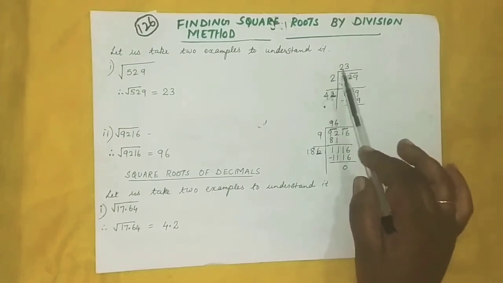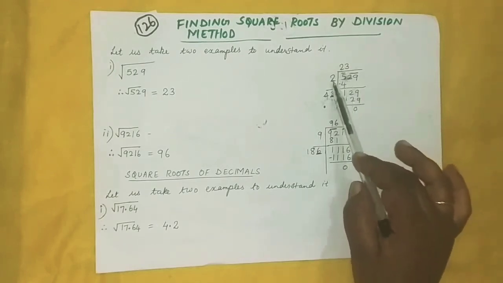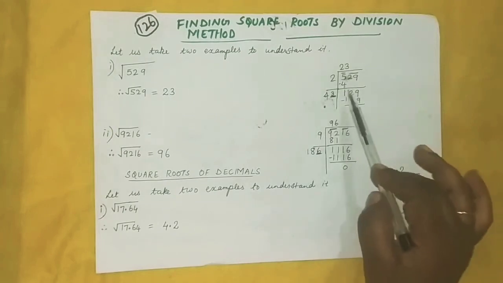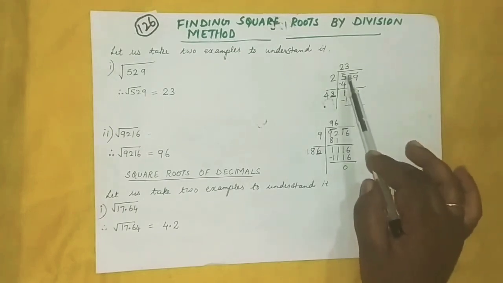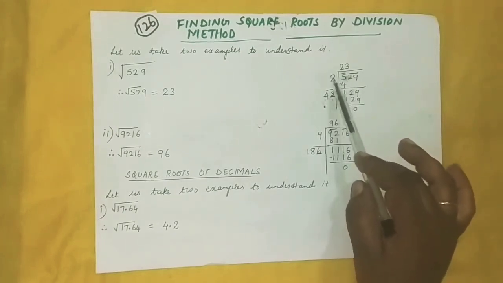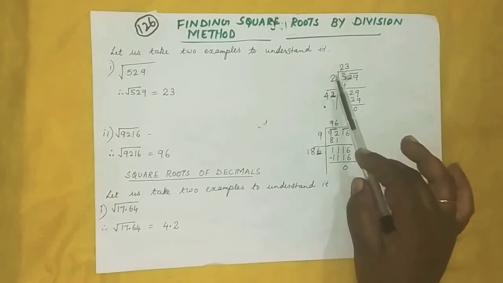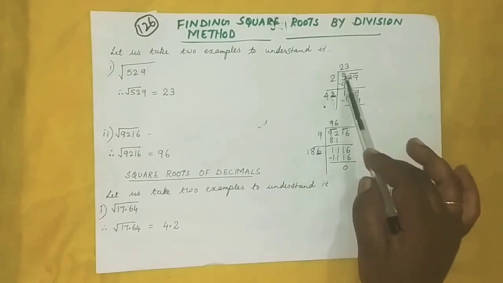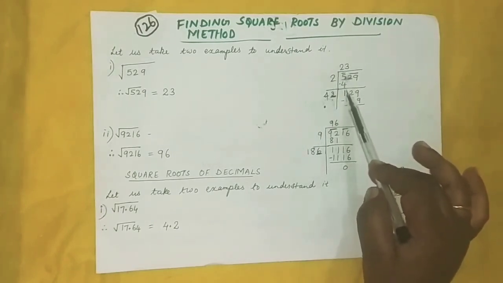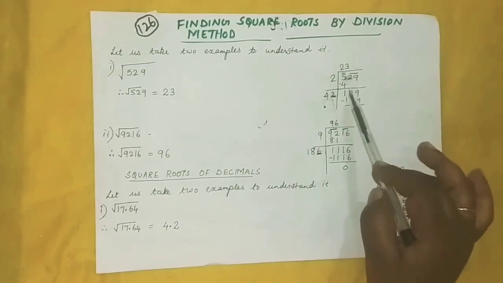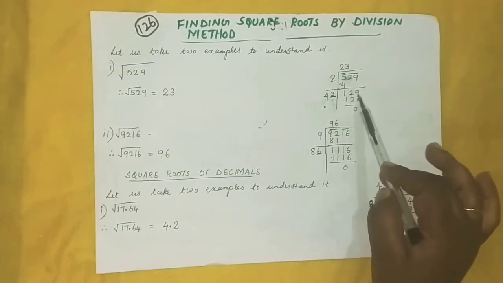You know 1 into 1 is 1, but this number is 5. 2 into 2 is 4. 3 into 3 is 9. 9 is greater, so we cannot write greater than 5. So we can write 2 into 2, 4. That means our divisor will become 2 and our quotient is also 2. When we multiply these two numbers, we get 4. Now 5 minus 4 is 1. I wrote 1. Now the next two digits, because they are in pairs, so 129 is the next number.